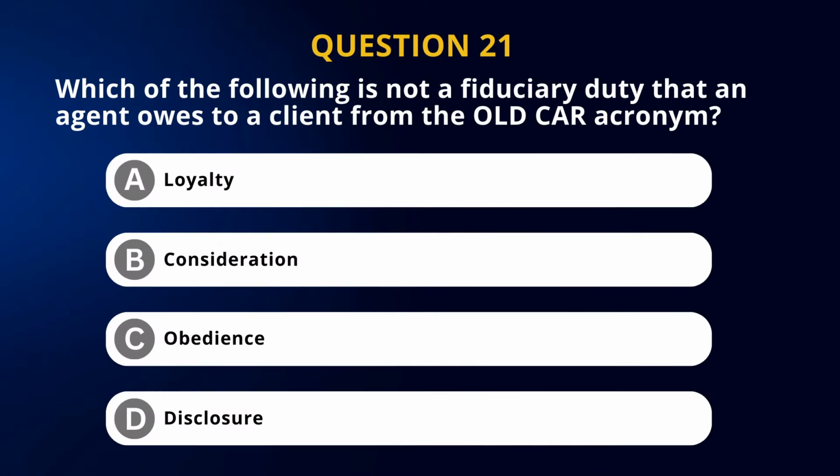Question number 21. Which of the following is not a fiduciary duty that an agent owes to a client from the old CAR acronym? Letter A, loyalty. Letter B, consideration. Letter C, obedience. Letter D, disclosure.